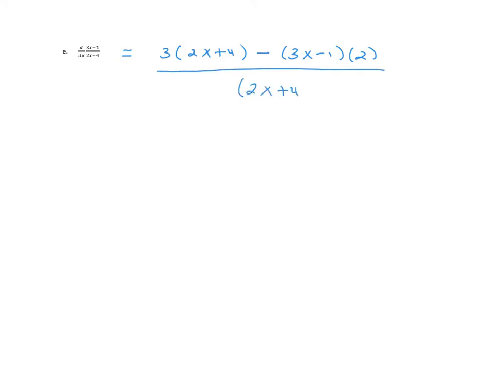To take the derivative of this function, I'm going to use the quotient rule, which says you take the derivative of the numerator and you multiply it by the denominator. You then reverse this. You say I'm going to subtract off, we'll leave the numerator alone, but then multiply by the derivative of the denominator. And this is all divided by the denominator squared.